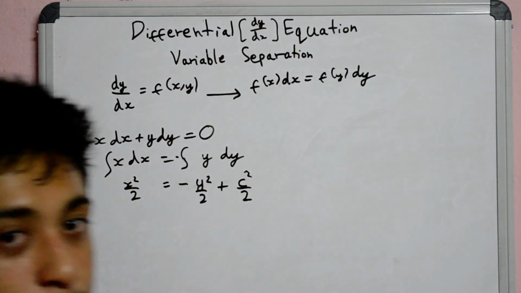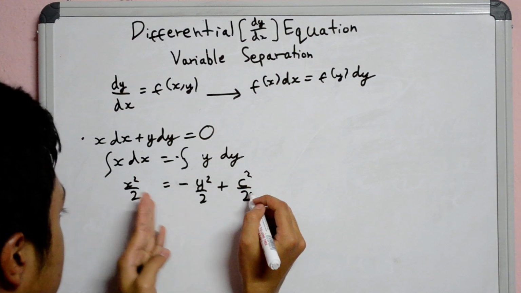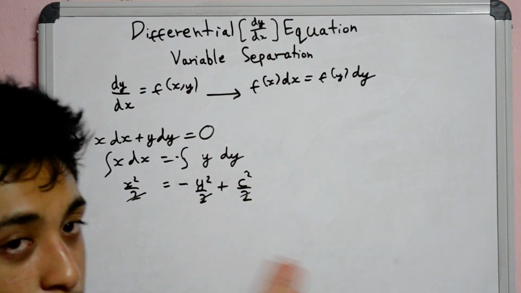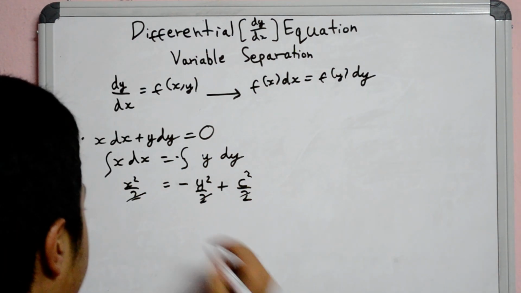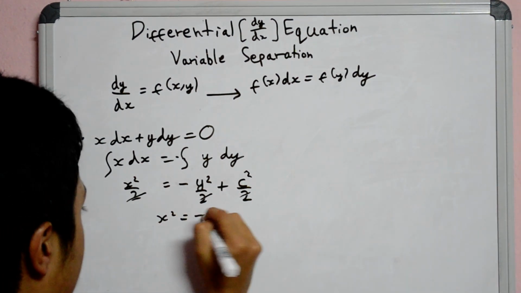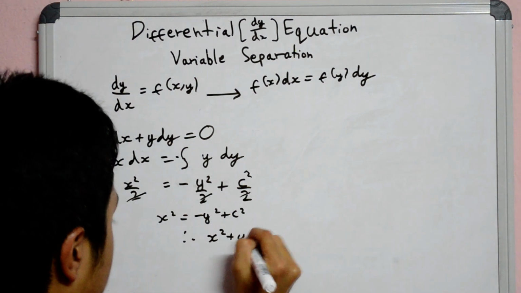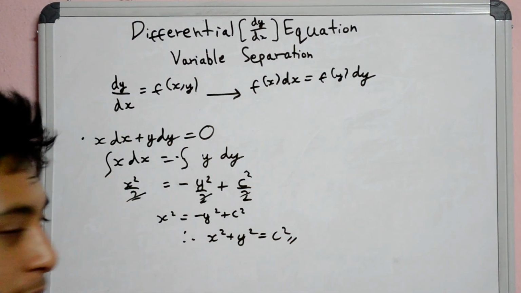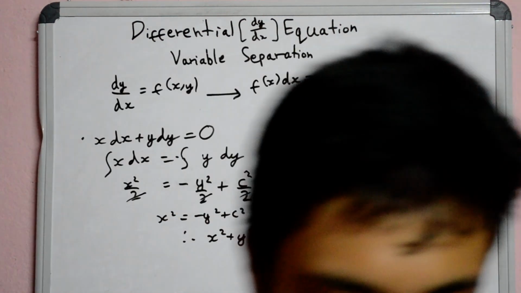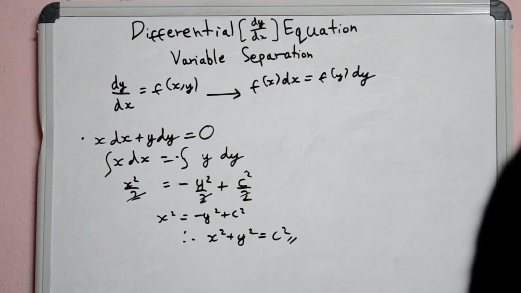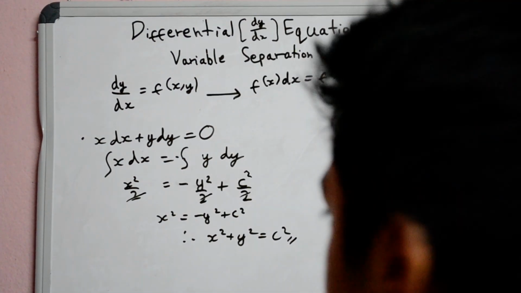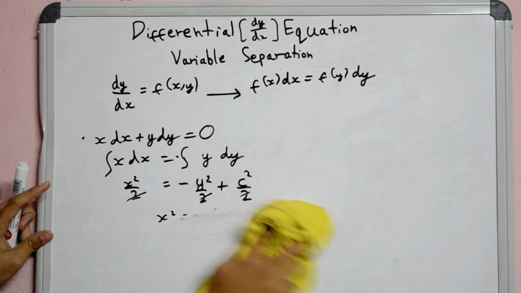So in here we can see that we can take 2 common, and this will divide with that. So we'll get x square equals to minus y square plus c square. Therefore we'll have x square plus y square equals to c square. That is the answer. Now let's see another question which involves some trigonometry.